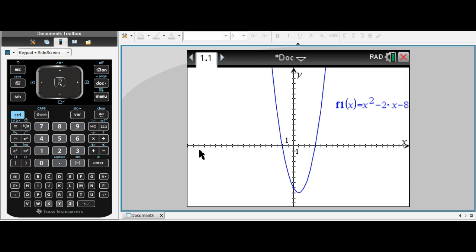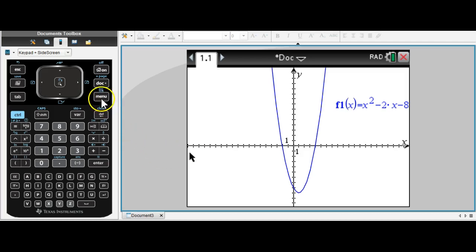Now let's have a look at some of the important points that we can see from just investigating the graph. So I can see there are two x-intercepts, we have a y-intercept, and we have a turning point. Now in this case it is a positive quadratic, which means our turning point becomes the minimum. So let's have a go at how we're going to find the coordinates of these points on our calculators.